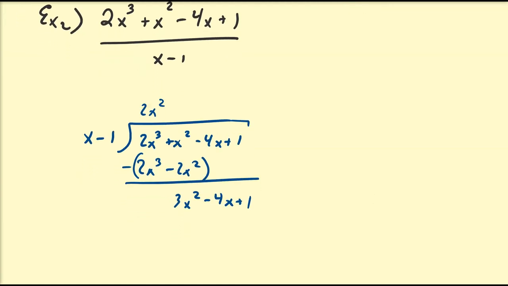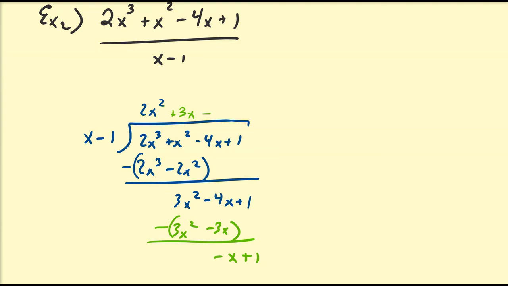Repeat. What do you have to multiply x by to get 3x squared? That's going to be 3x. 3x times x is going to be 3x squared. 3x times negative 1 is going to be minus 3x, and then we subtract. Negative 4 minus negative 3 is the same as negative 4 plus 3, which is minus x. Bring down your 1. What do you have to multiply x by to get negative x? That's going to be minus 1.